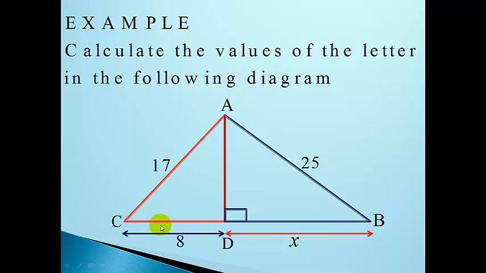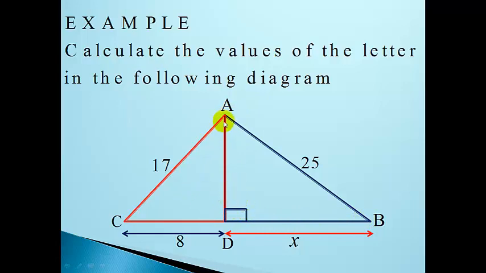We know that CB is a straight line, and because the angle a straight line makes is equal to 180 degrees, that is the sum of angles on a straight line is equal to 180 degrees, that means that if this is 90 degrees, then the angle at D, considering the right angle triangle ADC, is also equal to 90 degrees. That means that ADC is also a right angle triangle, and ADB is a right angle triangle.